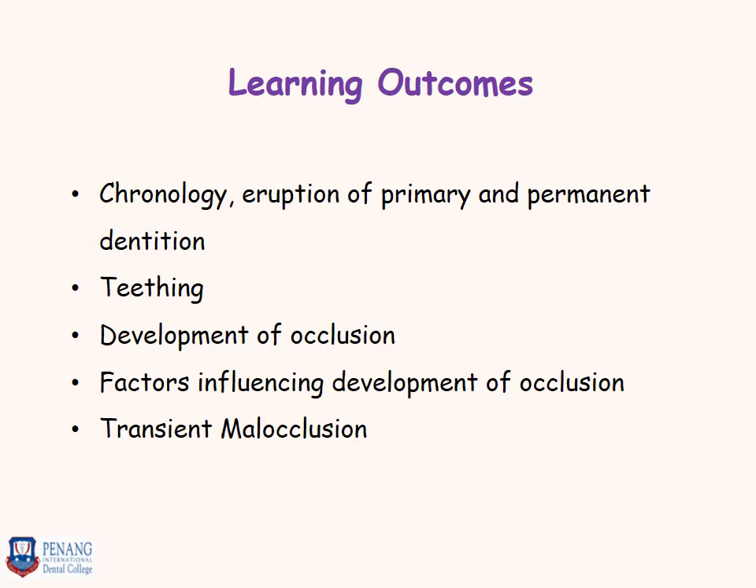So moving on to the learning outcomes, as I have mentioned, we will be discussing the chronology of eruption of primary and permanent dentition, teething, development of occlusion, the factors that influence the development of occlusion, and transient malocclusion. This lecture will be divided into two sections. In the first lecture, we will be discussing the primary and the permanent dentition, and in the second part, we will be discussing the transient malocclusions that are seen in primary, mixed, and permanent dentitions.